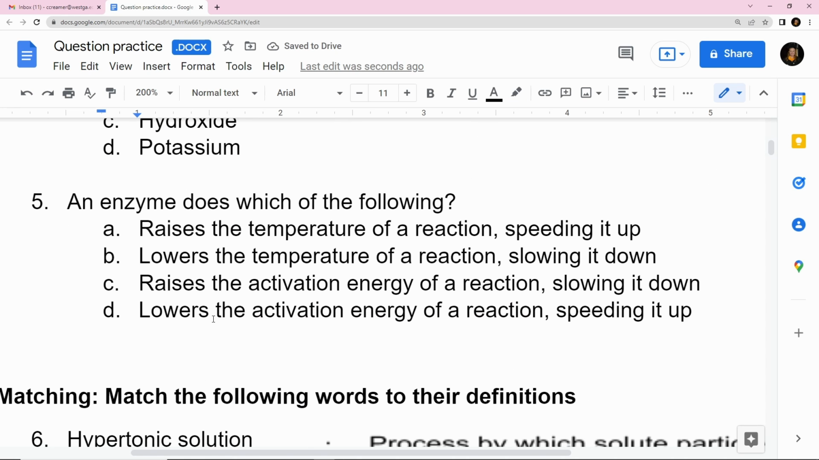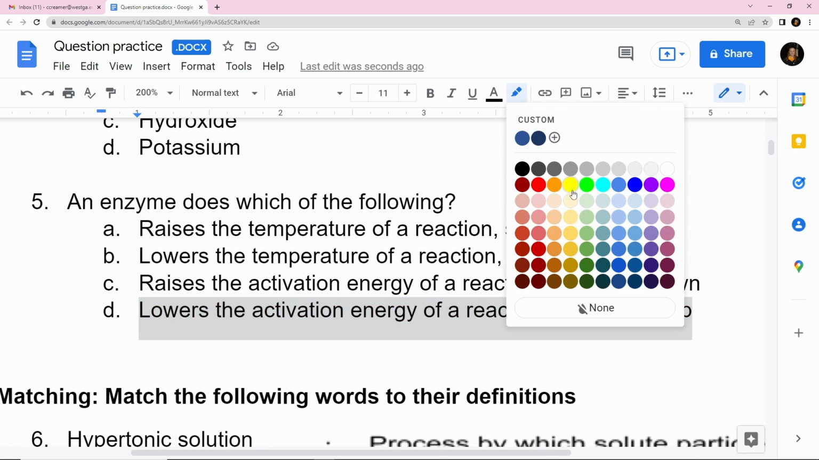An enzyme does which of the following? Raises the temperature of a reaction, speeding it up, lowers the temperature of a reaction, slowing it down, raises the activation energy of a reaction, slowing it down, or lowers the activation energy of a reaction, speeding it up. If you said lowers the activation energy of a reaction, speeding it up, you would be correct.